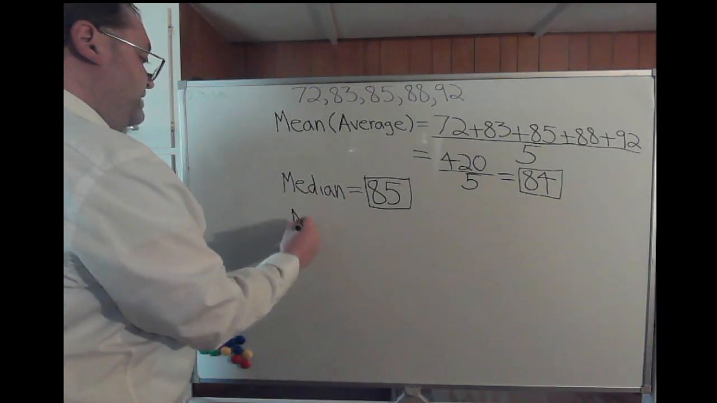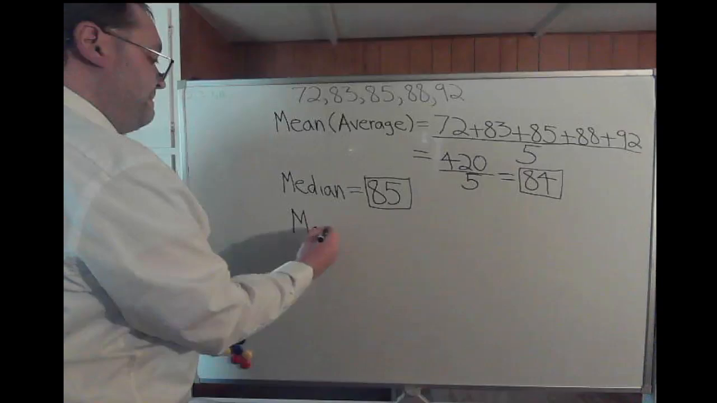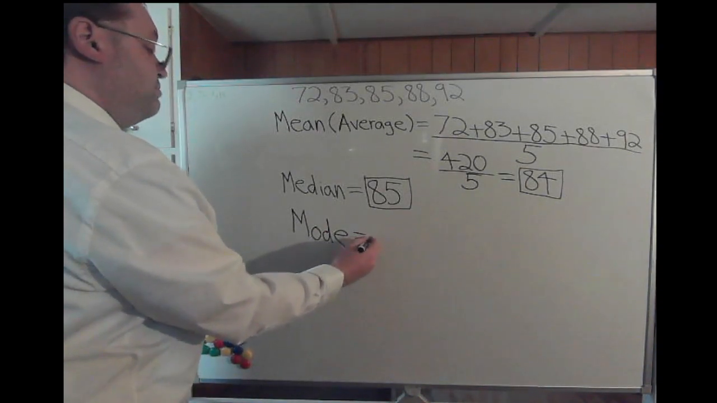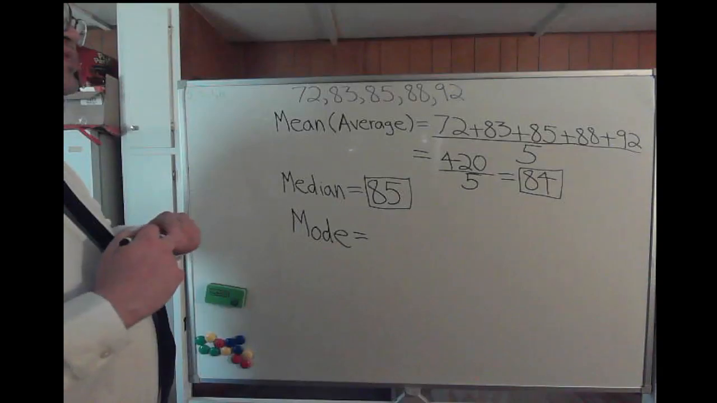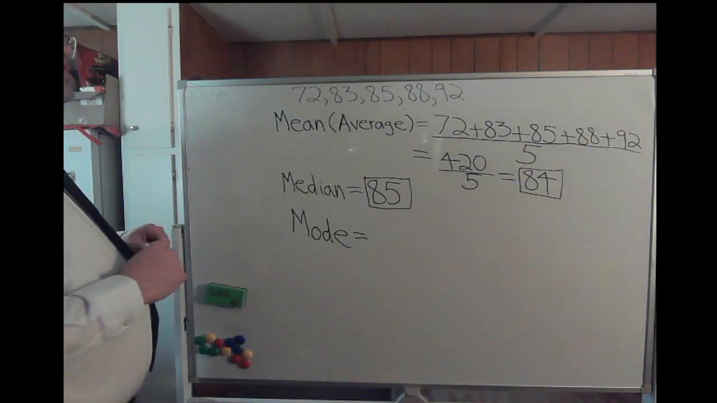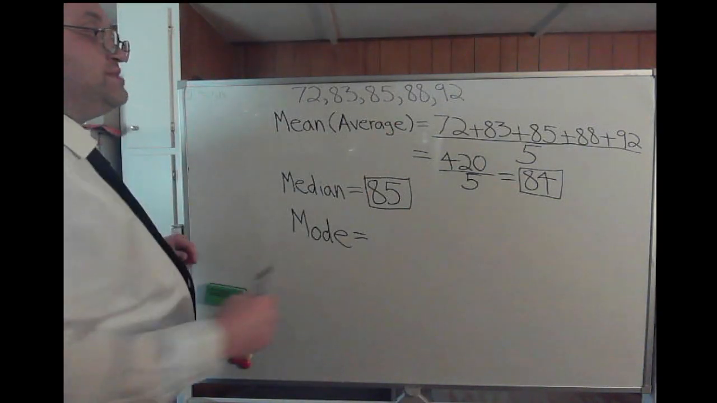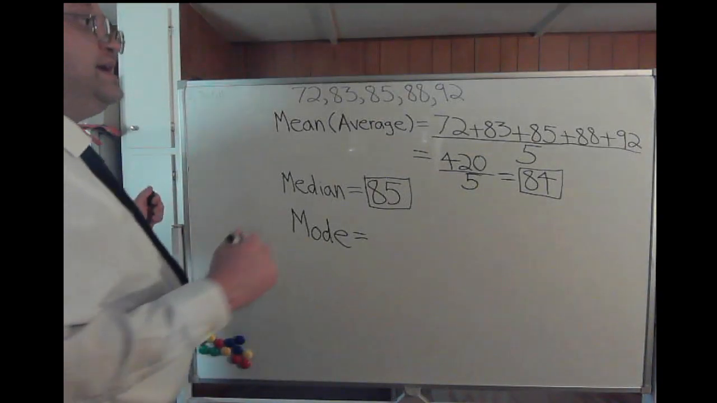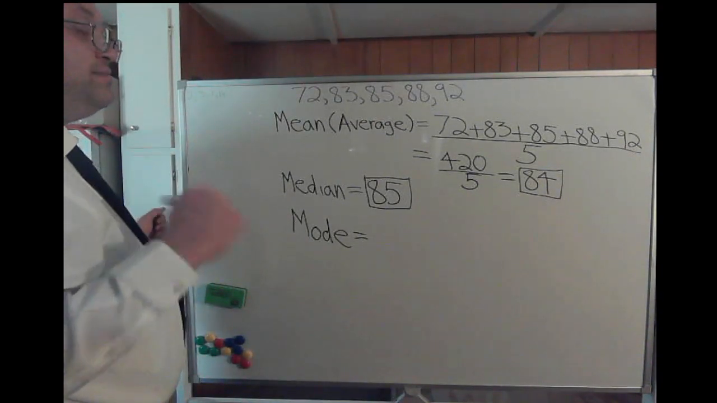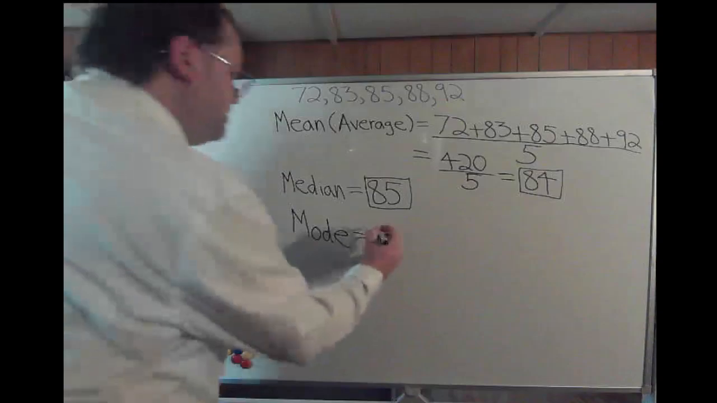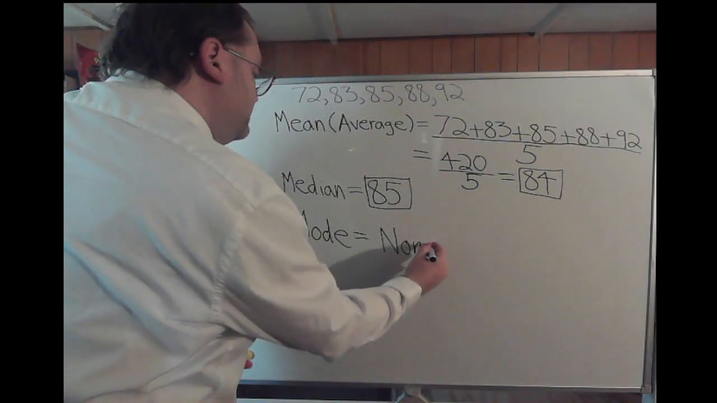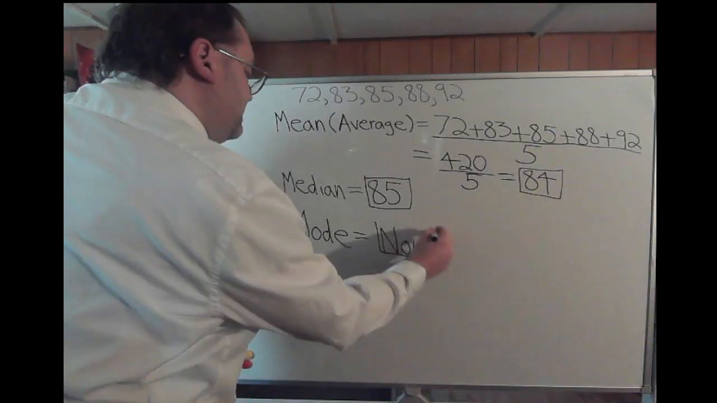Then we want to look at the mode. The mode is the number that occurs the most often. Do we have any number here that occurs more than once? We don't. They all occur exactly once. If that happens, you have no number that occurs more often than the other. You would say there's no mode, there's none. We don't have a mode for this set of data here.